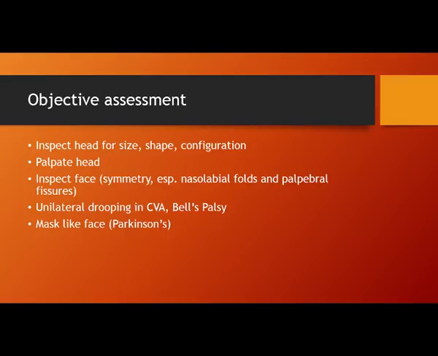Then inspect the face, and you're looking for symmetry, and you especially would want to look at the nasolabial folds and the eyebrows, the palpebral fissures, to inspect for symmetry. Some of the things you'll be looking for: you want to see if there's an asymmetry. There might be drooping either on one side or the other, and that could be due to a stroke, but it could also be due to Bell's palsy. And another abnormality you might see is a mask-like face that's really characteristic of Parkinson's disease.